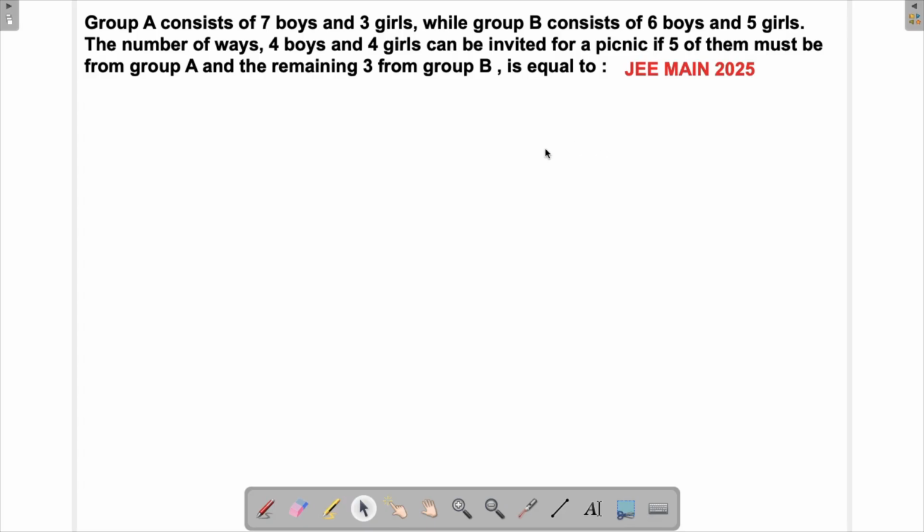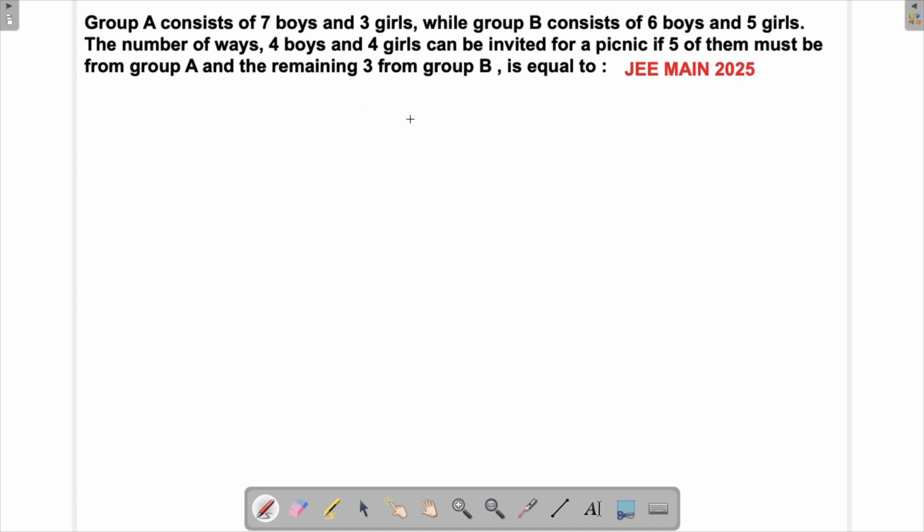All right, so let's solve a problem which appeared in JEE Main 2025. In this question, we have to invite a few people for the party, four boys and four girls. There are two groups, Group A and Group B, and certain conditions are given on how we have to choose them. So let's write this down.